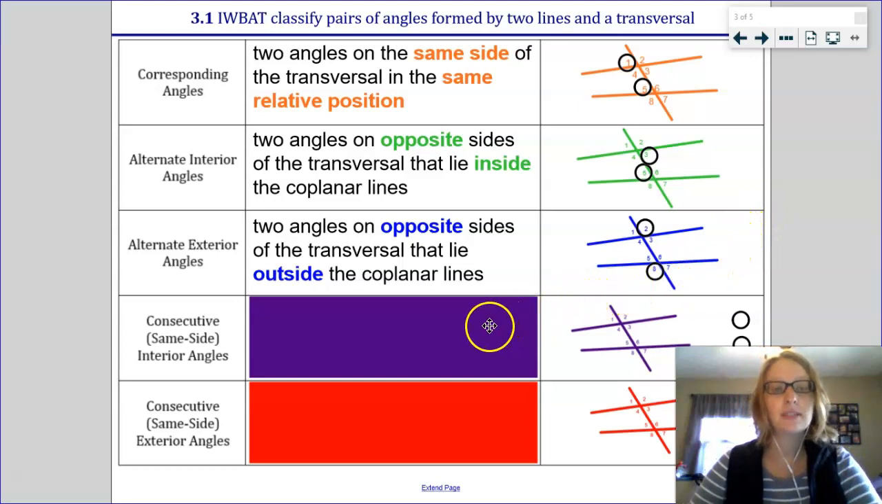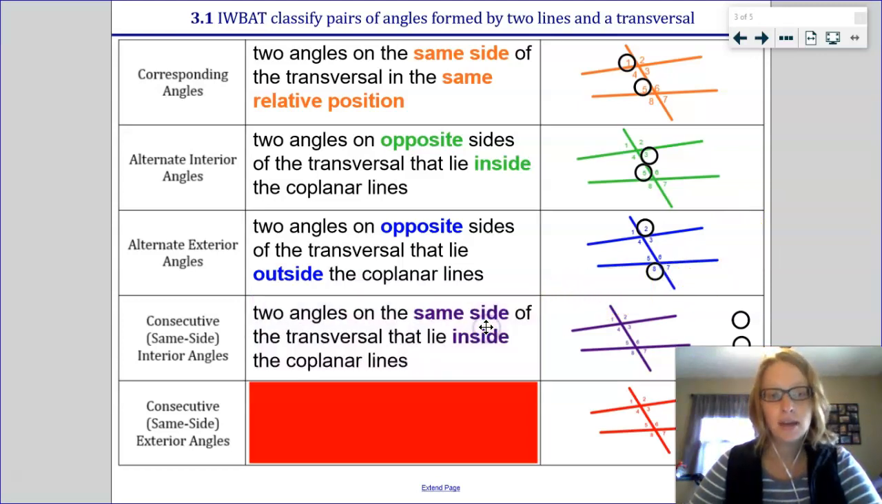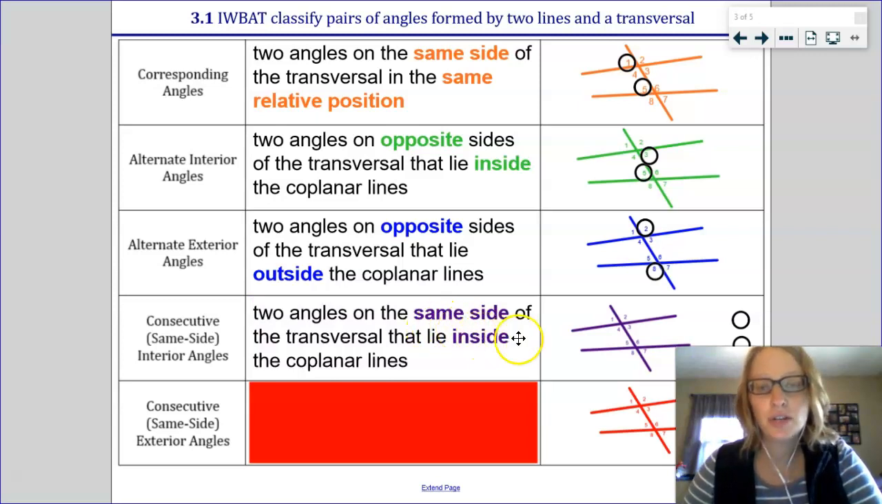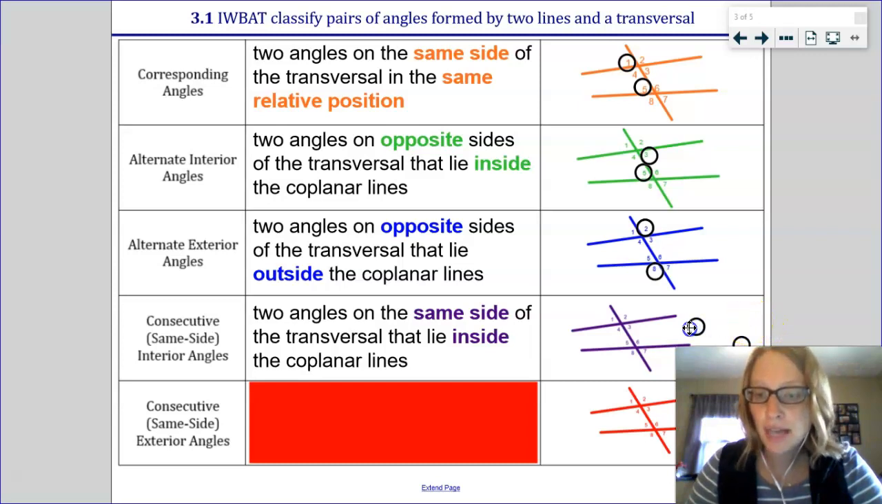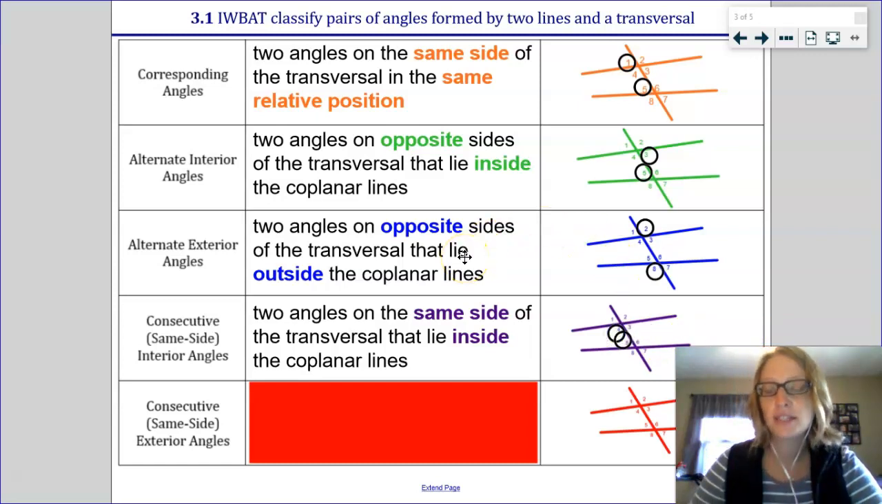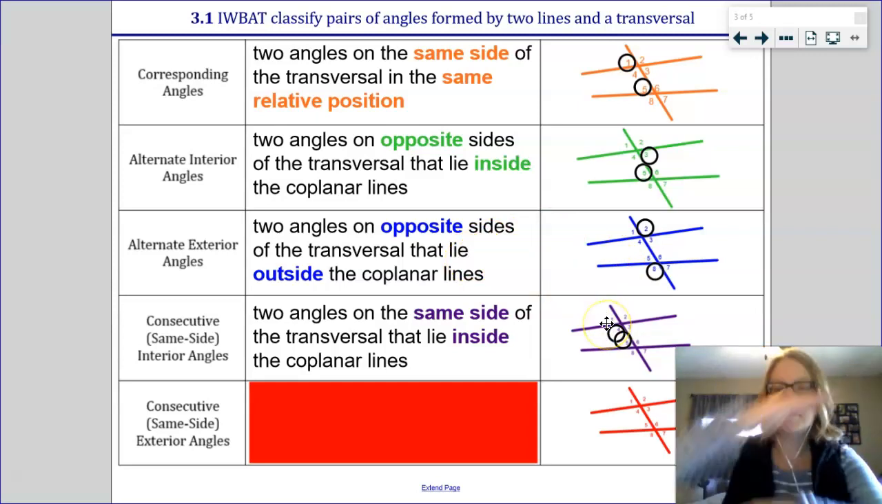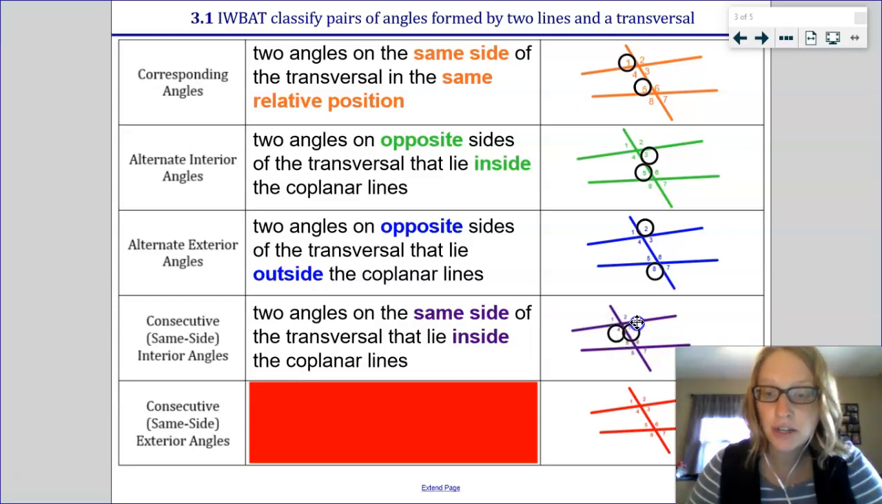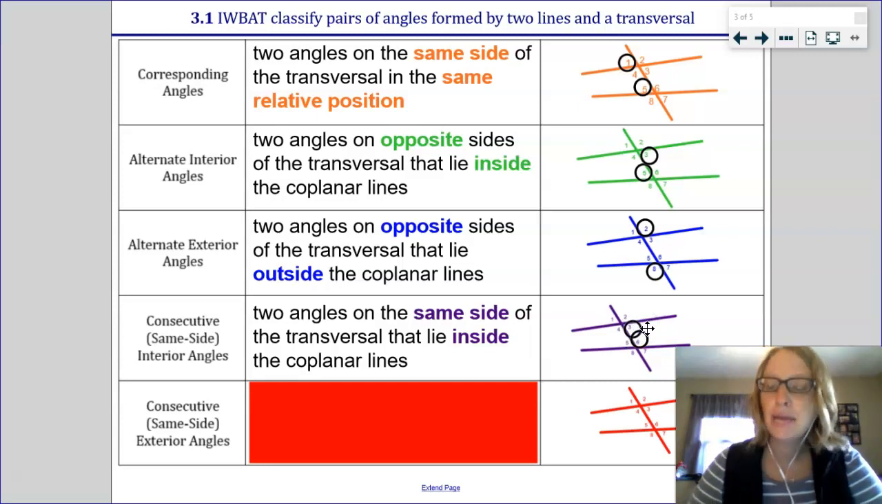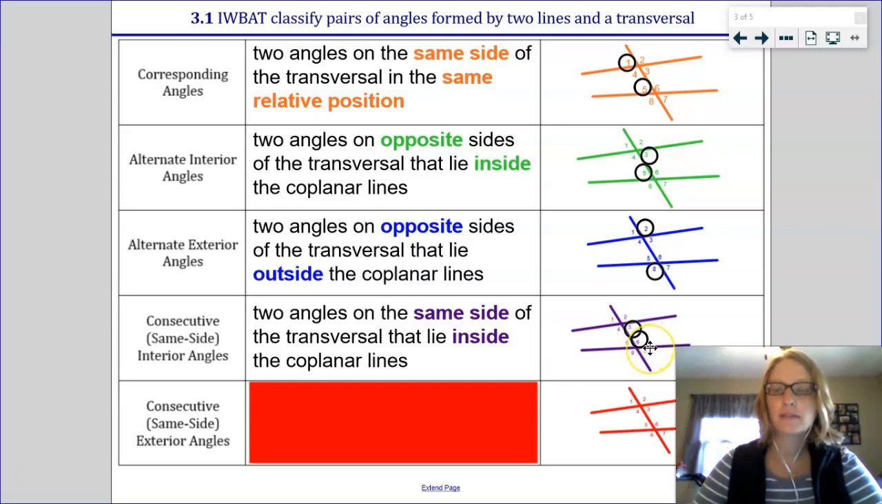Finally, we have consecutive same side interior angles. These are 2 angles that are on the same side of the transversal, but inside. So now they're still inside those 2 lines that cross through the transversal, but they're on the same side of the line. So for example, I could say 4 and 5. Notice 4 and 5 are on the same side of the transversal and in between the 2 lines. The other pair of consecutive same side interior angles would be 3 and 6, still on the same side of the line, in between the 2 lines, 3 and 6.